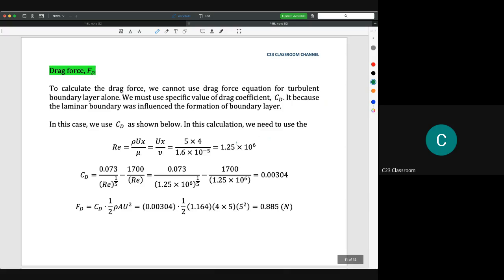Okay, now we go for the calculation of the drag force. To calculate the drag force, we cannot use the drag force equation for the turbulent boundary layer alone. You know the reason: in this situation, both boundary layers are effective. We must use a specific value of drag coefficient, because the laminar boundary layer influences the formation of the total boundary layer. In this case, we use CD as shown below.